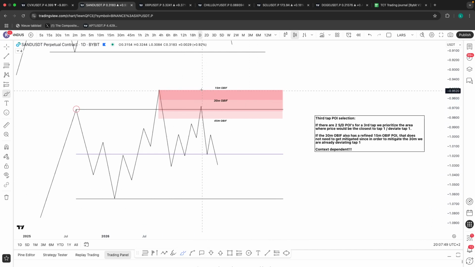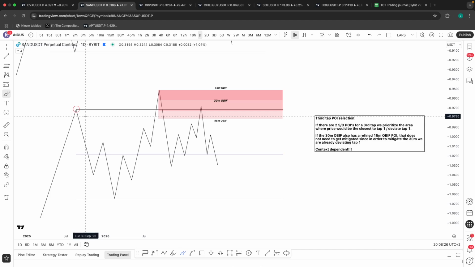So when you're selecting your third tap POI, don't select the 15-minute block if that's the most extreme, because you also have a 30-minute block where if that gets mitigated, price is already deviating tap 1, which is your extreme requirement. You can put the 45-minute block on the chart because that is going to be around tap 1, but you have to also see how price behaves coming into the block to see whether you're going to be using the 45 or the 30, or maybe you're trading both and you have to take a loss before getting the W.